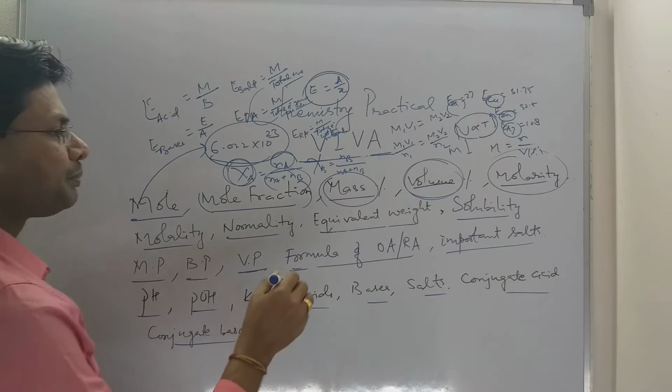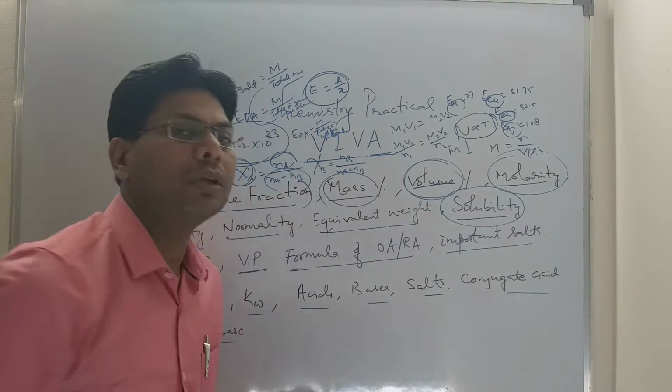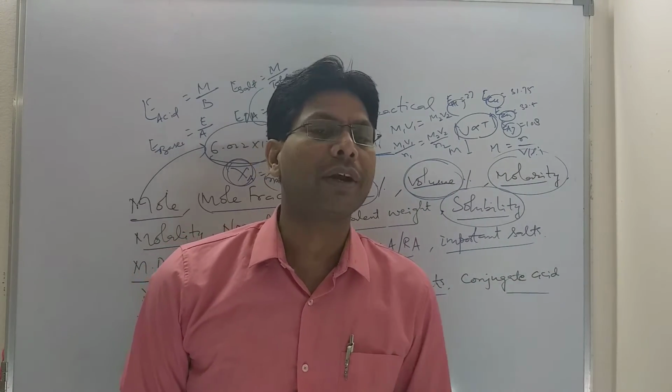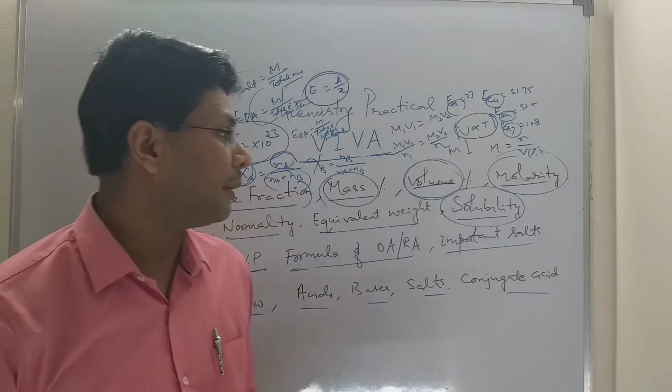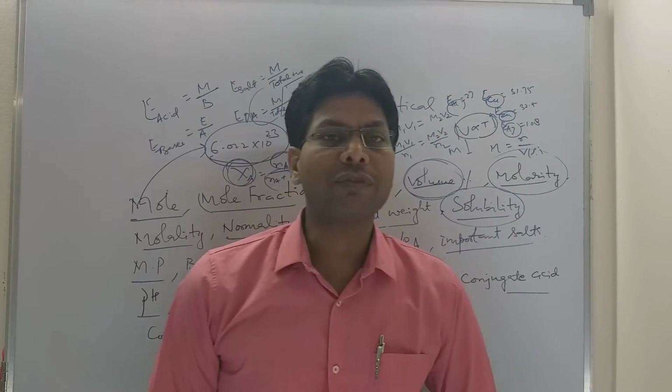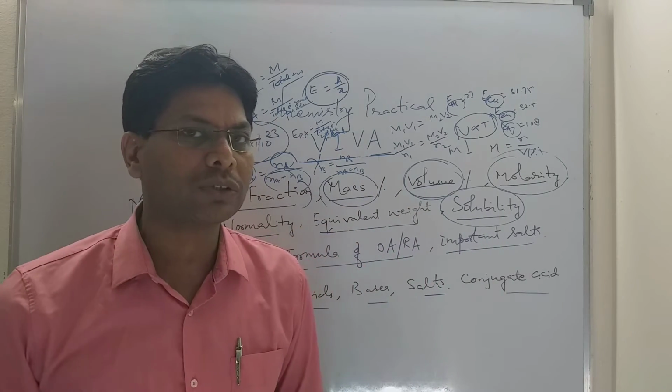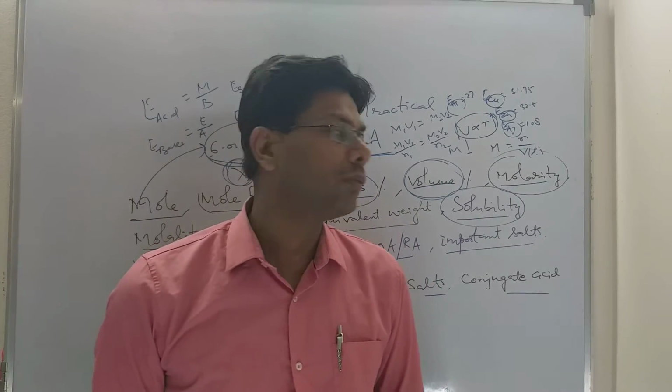Now coming to solubility. Solubility is the maximum amount of solute that can be dissolved in 100 gram or 100 ml of solvent at a particular temperature and pressure. There is a rule of thumb for solubility that is called "like dissolves like." So polar solute dissolves in polar solvent, non-polar solute dissolves in non-polar solvent.